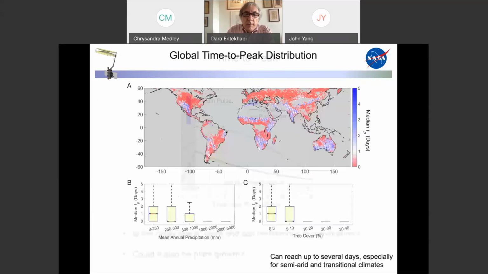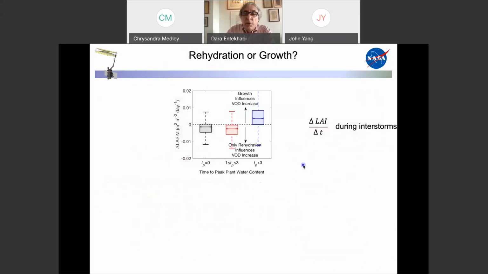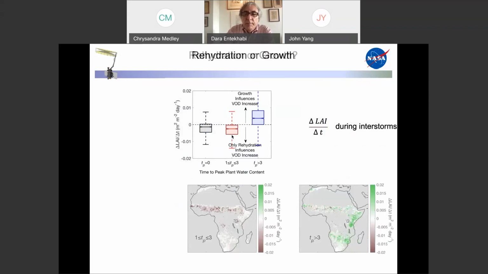So one thing we did was go back to SMAP, because this is an optical instrument. We have leaf area index around the clock. So we can look at the change in the leaf area index. This is an indication of growth, not rehydration. And we see that there are some characteristic events that are mostly growth and those that are not. So this is distinguishing rehydration and growth. Again, this is just the tip of the iceberg of results.